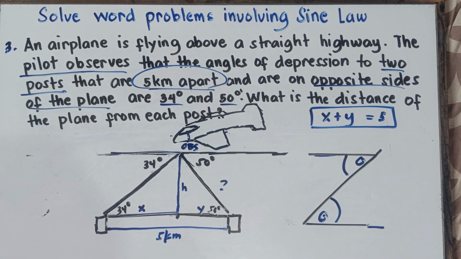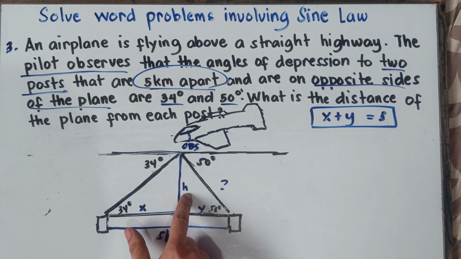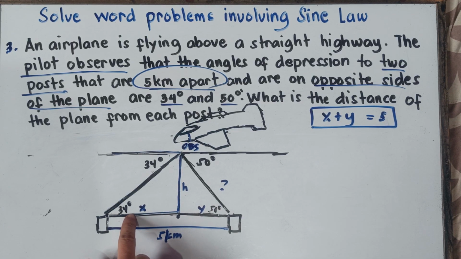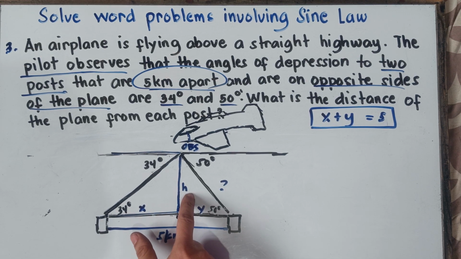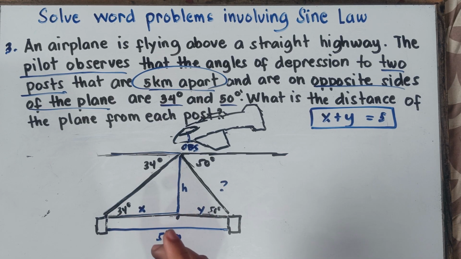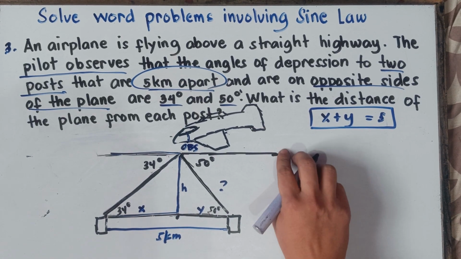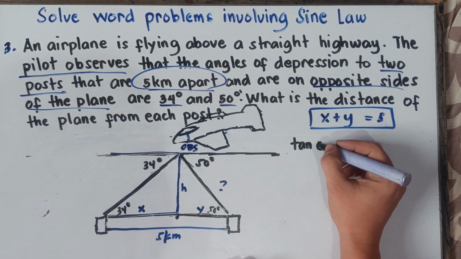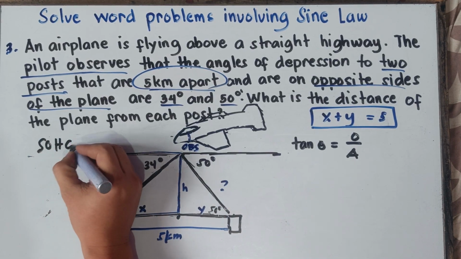Now, once you have 34 degrees and 50 degrees, you can now make equations. So we can find the value of h by using tangent, right? Tangent 30 degrees, with our given sides h and x, opposite and adjacent. We can use tangent because the sides involved are opposite and adjacent. So tangent theta is equal to opposite over adjacent. Remember, class, SOHCAHTOA.